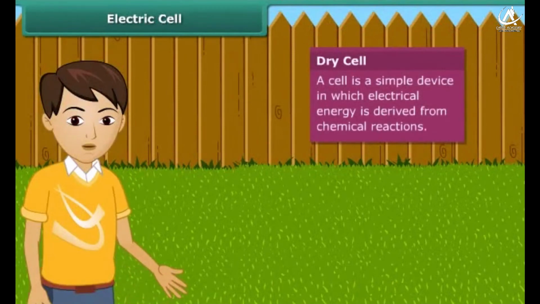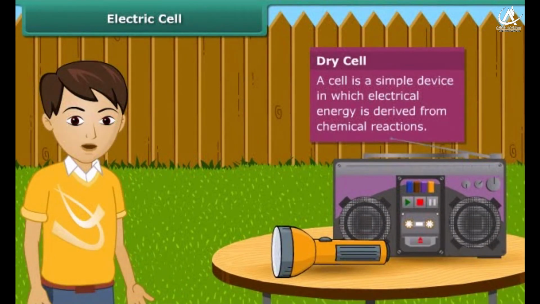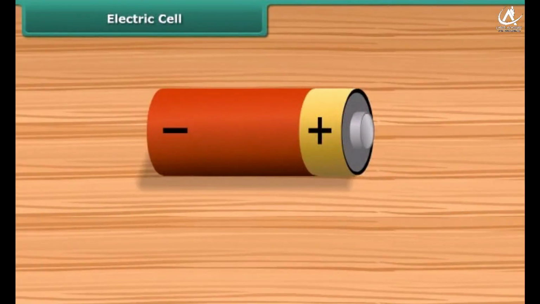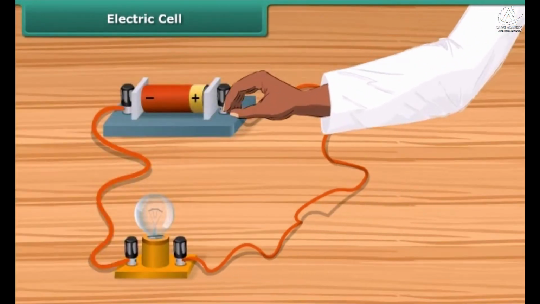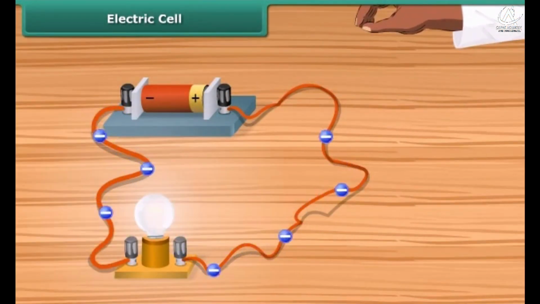A dry cell battery used in a torch or transistor radio is a source of electric current. Every battery has two terminals marked plus and minus. When a metallic wire connects these two terminals, the electrons resulting from chemical reaction start flowing through the wire, constituting an electric current. These electrons flow from the negative to the positive terminal. Thus, a cell is a simple device in which chemical energy is changed into electric energy.